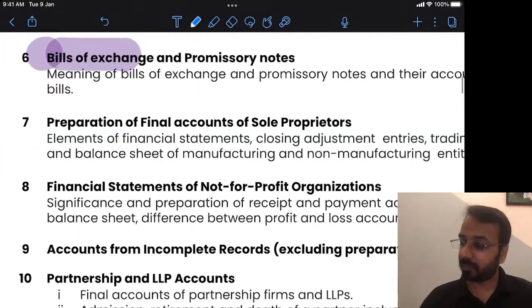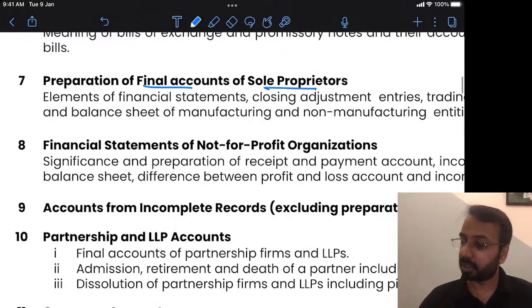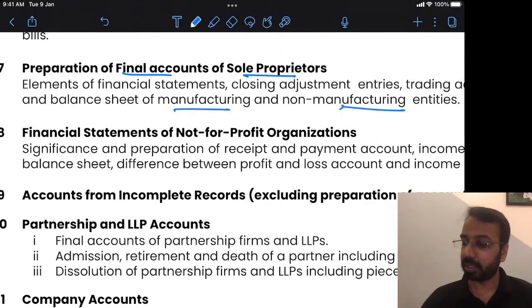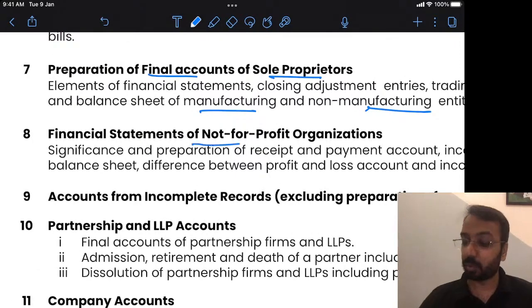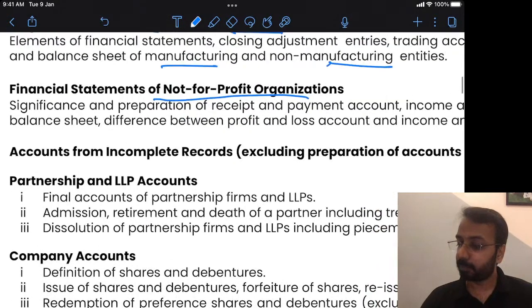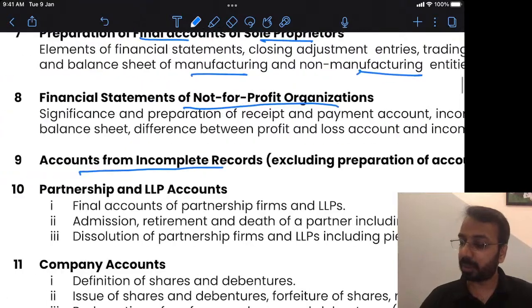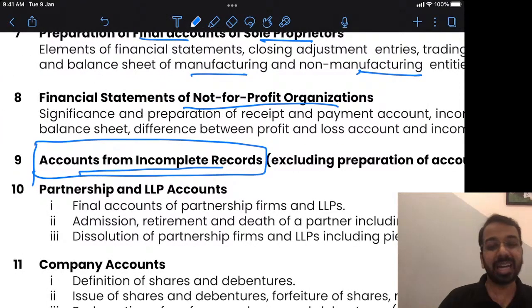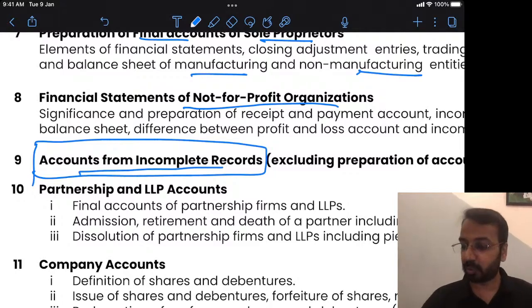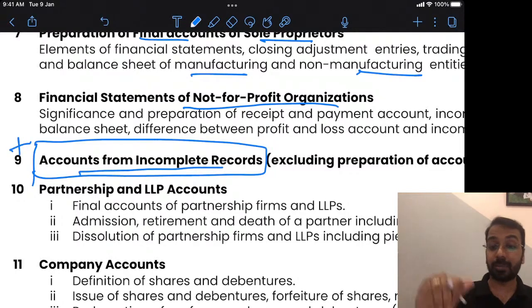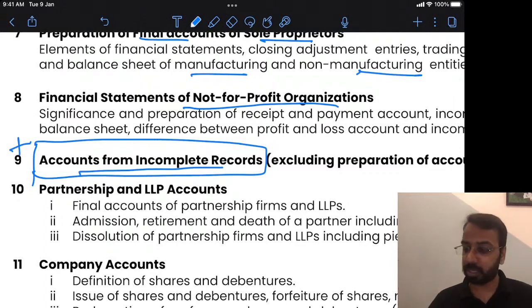After that you have preparation of final accounts of sole proprietors with manufacturing and non-manufacturing, which is already there. Financial statement of NPO was already there, and then accounts from incomplete records. Now what is this? This is basically what we call single entry accounting. Currently it is a part of CA inter accounting, and now that has been brought to foundation. So this is one addition. What has been removed? Consignment, average due date, and all of those have been removed.